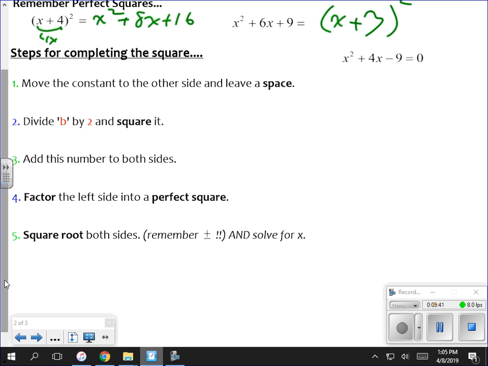First step. Move the constant to the other side and leave a space. So what I want to do is I want to get rid of this negative 9. So to move it over, I would add 9 to both sides. Okay. Now, when you rewrite that, x squared plus 4x, space, equals 9, space.